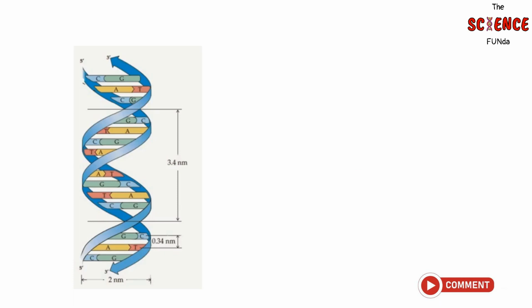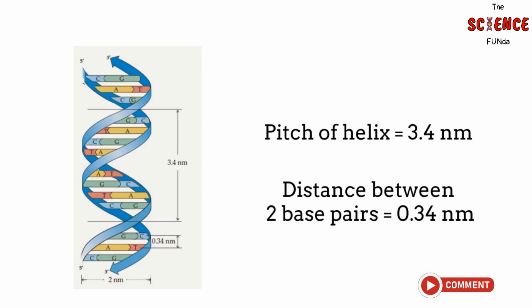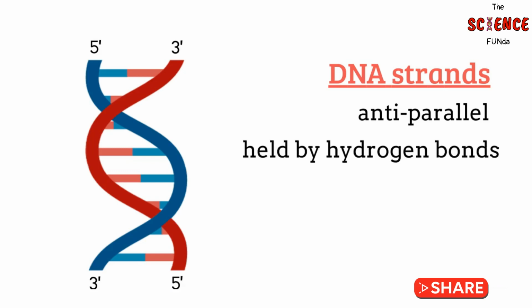Each helix has a pitch of 3.4 nanometer. That's why the distance between any two base pairs is 0.34 nanometer. In DNA, the strands are antiparallel, meaning that one strand runs in a 5' to 3' direction, while the other strand runs in a 3' to 5' direction. The two strands are held together by hydrogen bonds and are complementary to each other.